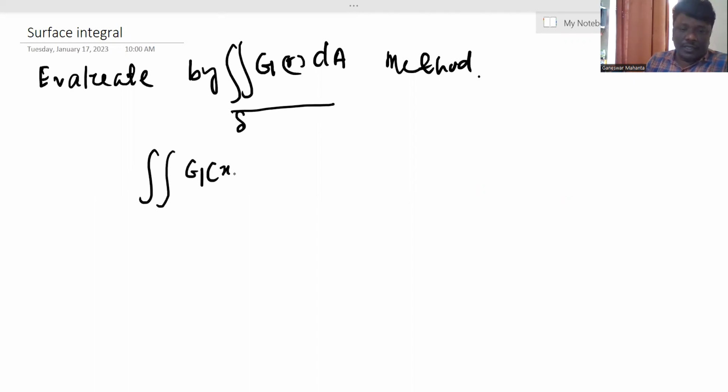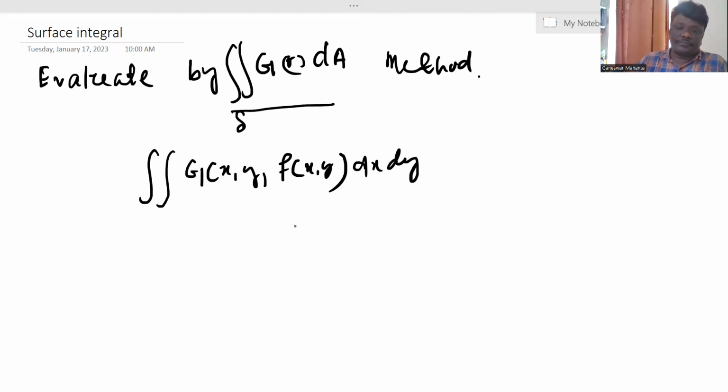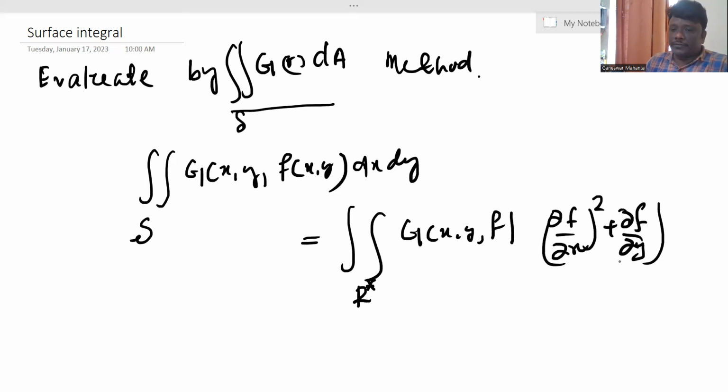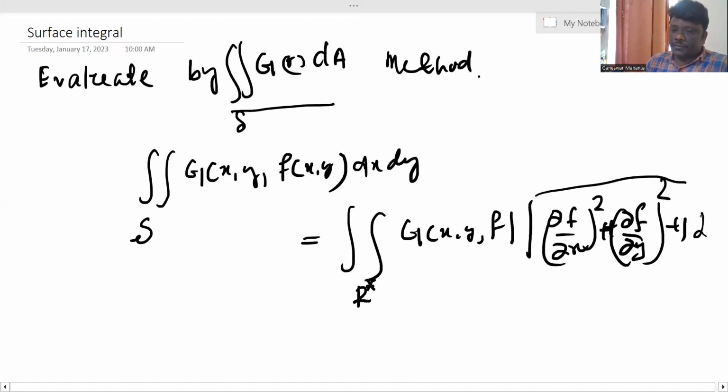The integral of g of x comma y comma f, where z is a function of x and y, dx dy. This is what we have written here, and this integral is a surface integral. The limiting value of this function g of x, y, f is multiplied by the root of del f by del x squared plus del f by del y squared plus 1, dx dy.